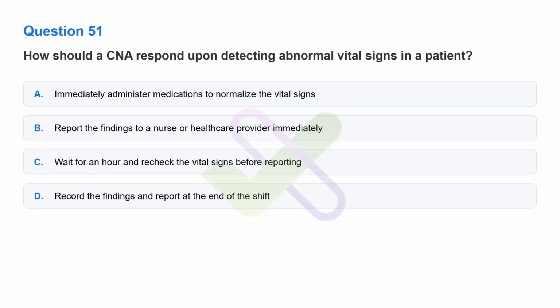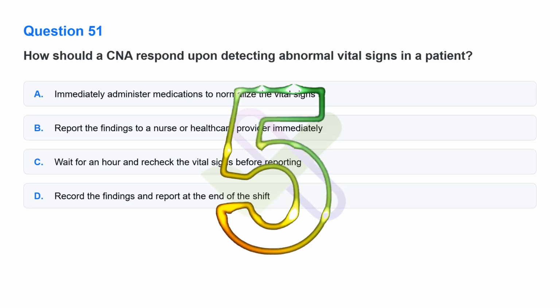How should a CNA respond upon detecting abnormal vital signs in a patient? A. Immediately administer medications to normalize the vital signs. B. Report the findings to a nurse or healthcare provider immediately. C. Wait for an hour and recheck the vital signs before reporting. D. Record the findings and report at the end of the shift.